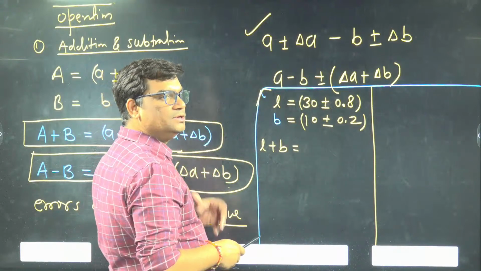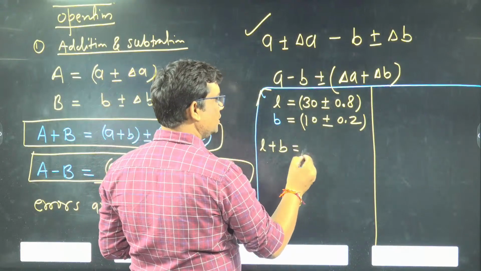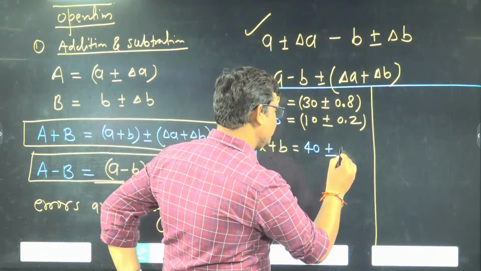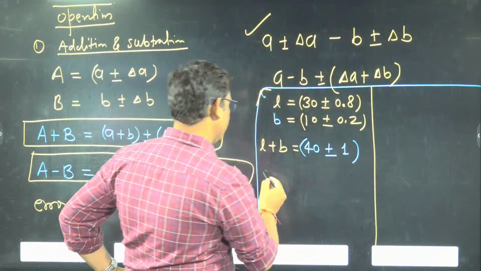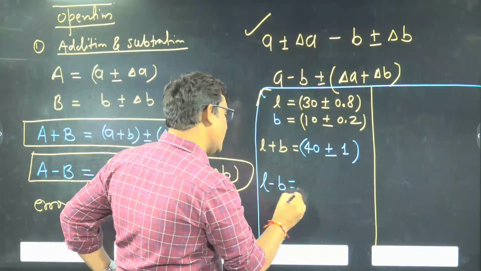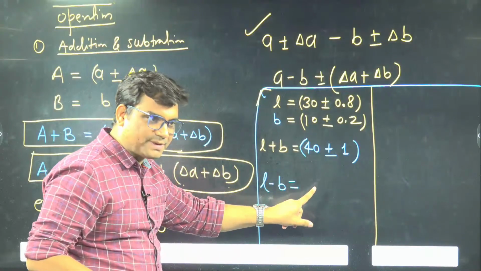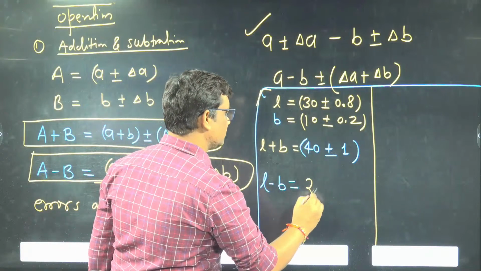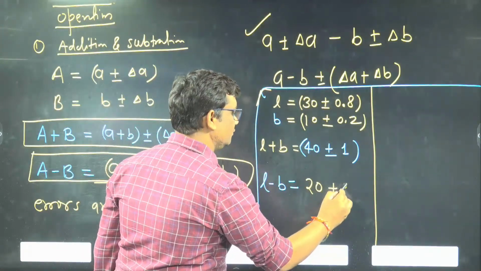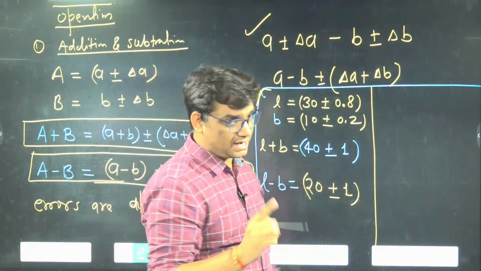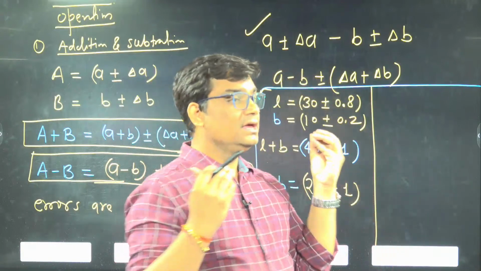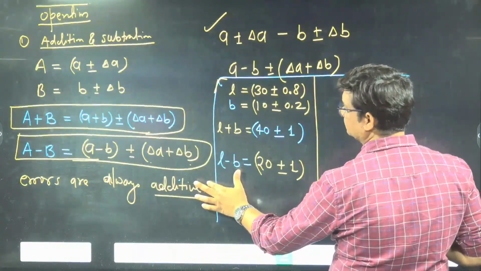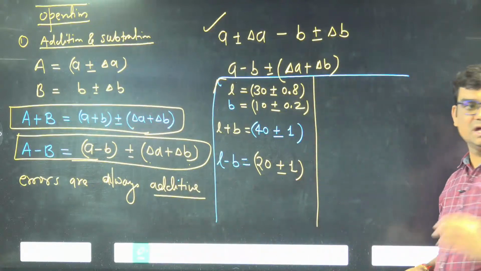You can say, sir, L plus B will be 30 plus 10, that is 40 plus minus, and errors you will add. So what you can write here? 1. This will be the answer. What will be L minus B then? Magnitude you will subtract, but error you always have to add. So 30 minus 10, that will be 20 plus minus 1. Errors you will never subtract. Errors are always added.